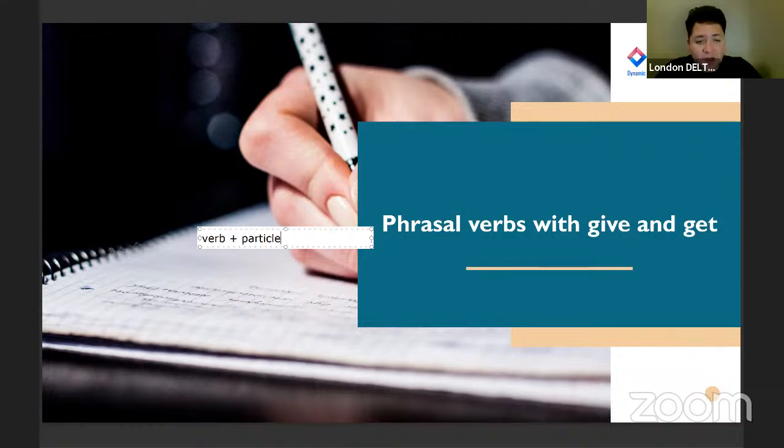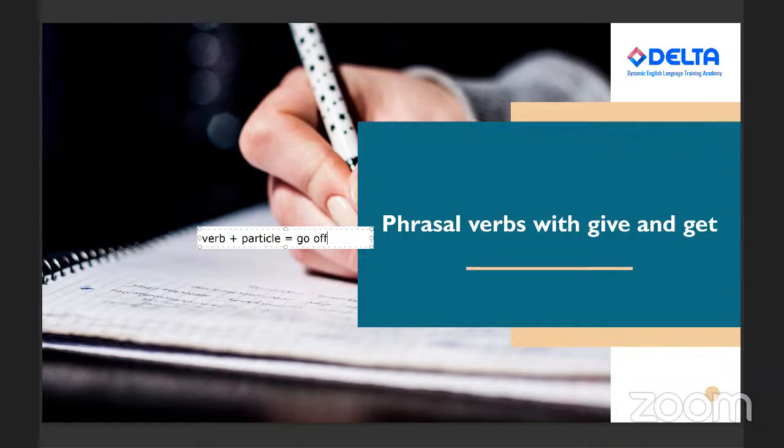So when you have, for example, the verb go, you say go off, for example. Well, we know go, we know off, but when you have them together, they have a different meaning. For example, go off. Do you know the meaning of go off? No. No? Depends on the context.